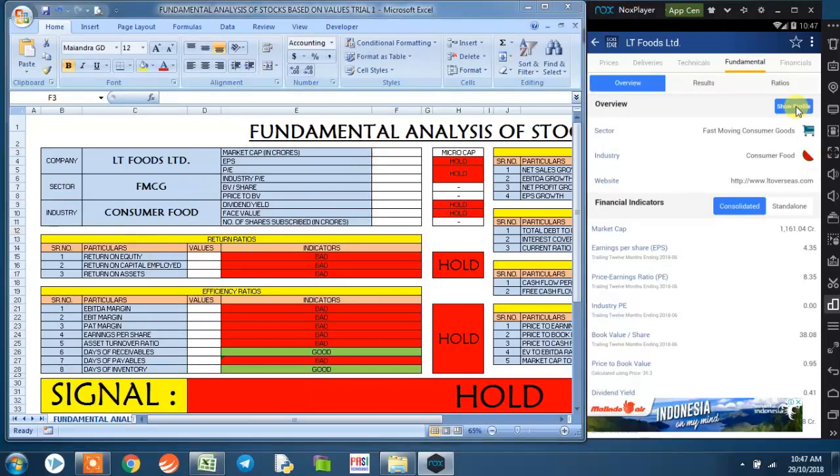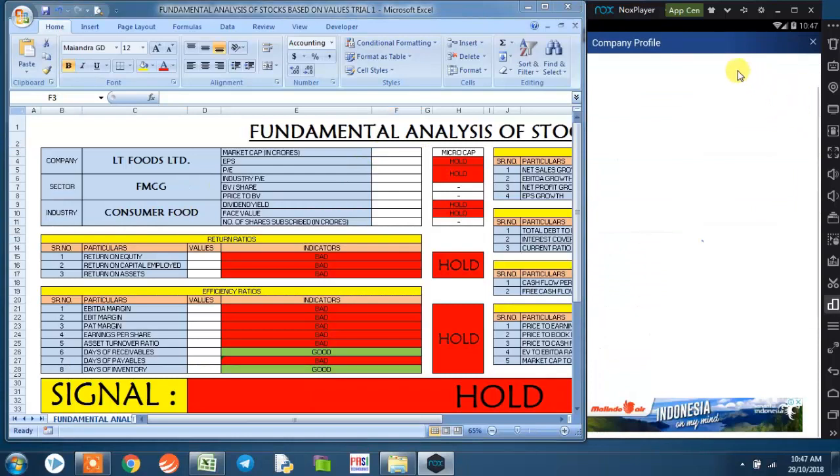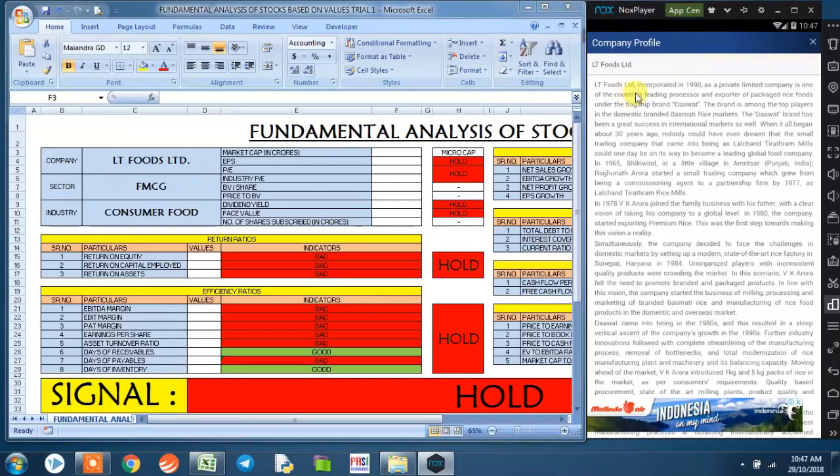Let's understand about the company. So we click on show profile tab. LT Foods Limited was incorporated in 1990, a private limited company. It is one of country's leading processor and exporter of packaged rice foods. So this was about the company.